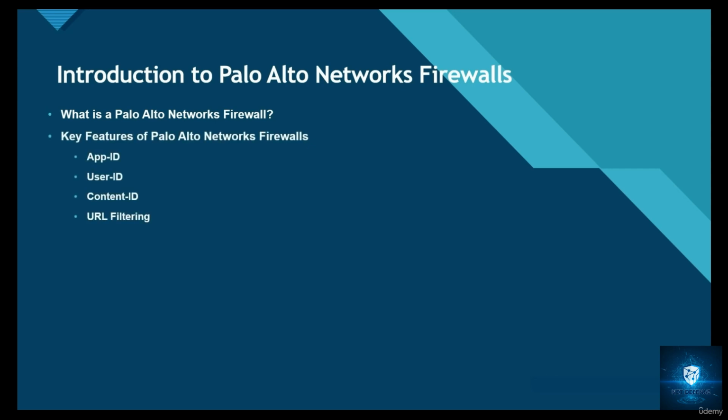And let's also discuss the key features of Palo Alto Networks firewalls. As you can see on screen, these are App-ID, User-ID, Content-ID, and URL filtering. We'll discuss briefly each one of them, one by one. So let's start with the App-ID. The first one is the App-ID, which is also called the application ID.